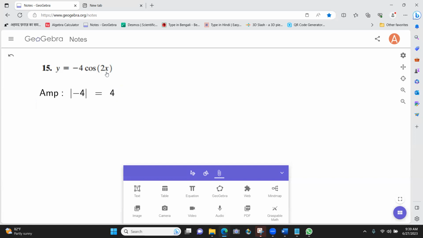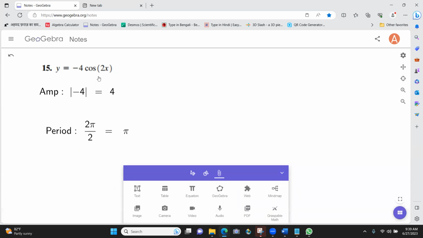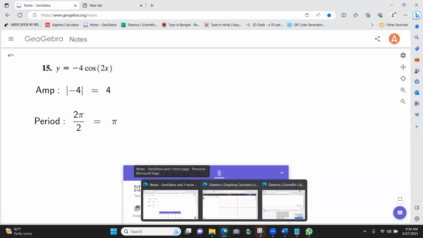Okay, what's the period? This is cosine 2x. The period is going to be: you take the period for cosine theta or cosine x, which is 2 pi, and then you divide it by the coefficient of x, which turns out to be 2. And the answer is going to be pi. Now I'm going to graph this function and show you, and you can always check by using Desmos if you are correct or to what extent you are correct. So let me graph this function, number 15, using Desmos.